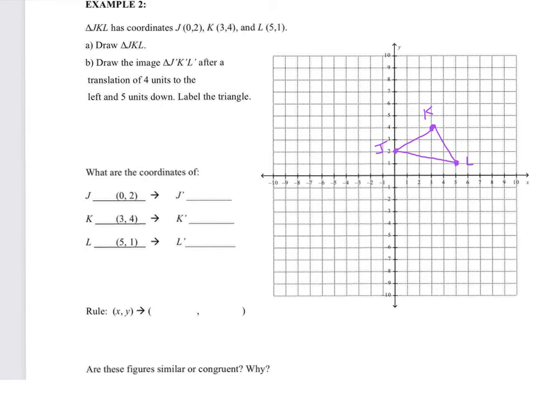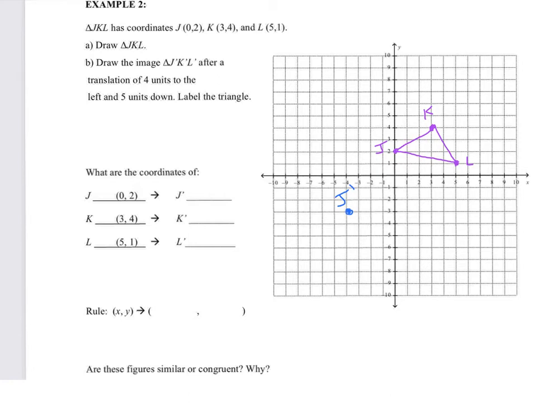Part B, you want to draw the image triangle J prime, K prime, and L prime after a translation of 4 units to the left and 5 units down. Then label the triangle. Okay, so we'll start with J. We want to go 4 units to the left. So we're going to go 1, 2, 3, 4, and 5 units down. 1, 2, 3, 4, 5. So we're going to make a point and label it J prime.